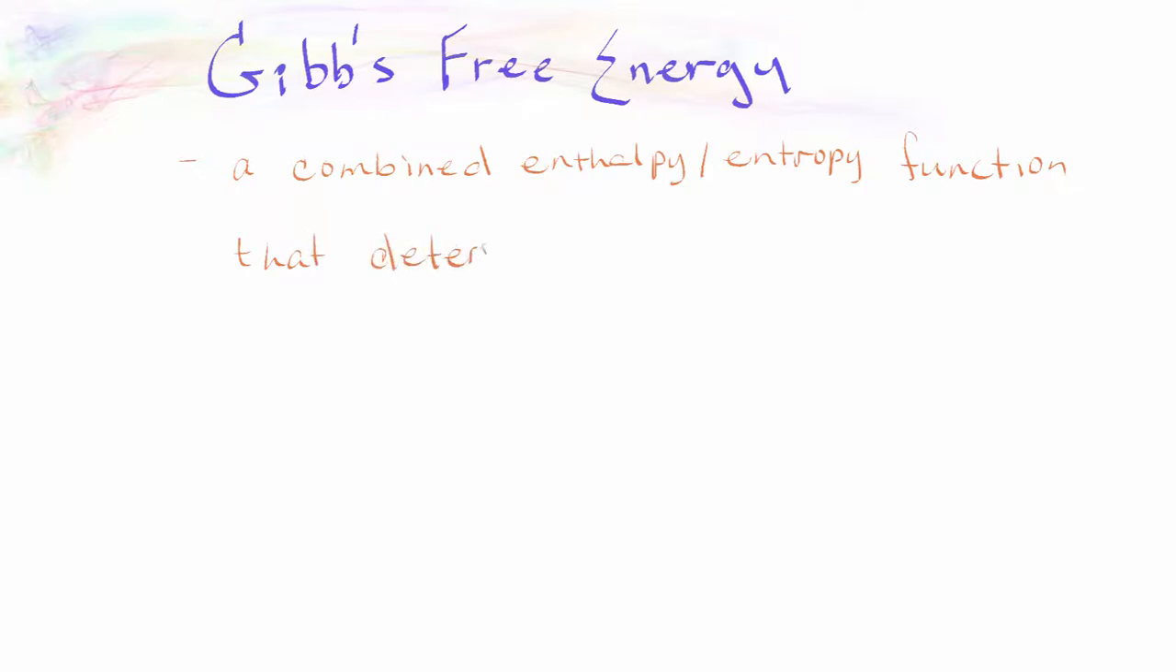So basically, we should probably start off with defining what is Gibbs free energy. When we talk about Gibbs free energy, it's combining enthalpy and entropy to determine whether or not a reaction is in actual fact going to be spontaneous or not. And so defined, we would say that it is a combined enthalpy, entropy function that determines the spontaneity of a reaction.